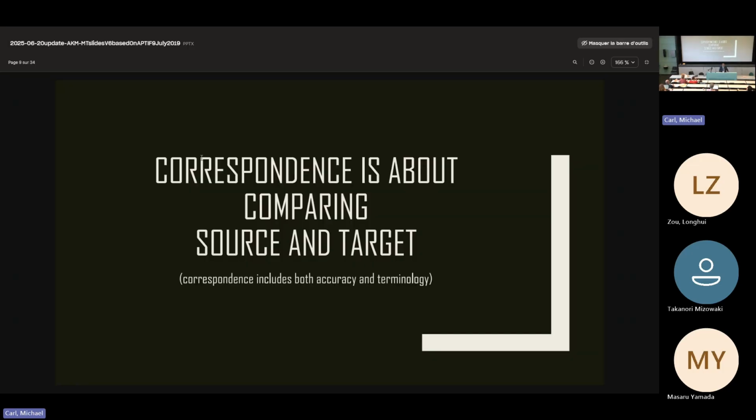So correspondence is about comparing source and target texts, and it includes both accuracy and terminology. So the domain-specific aspects of a text, you have terminology. For the non-domain specific aspects, you have general language. For general language, we talk about the accuracy of the translation. For terminology or domain-specific aspects, we talk about the terminology database or the concept system. And those two together, accuracy and terminology, form what we call correspondence between source and target.